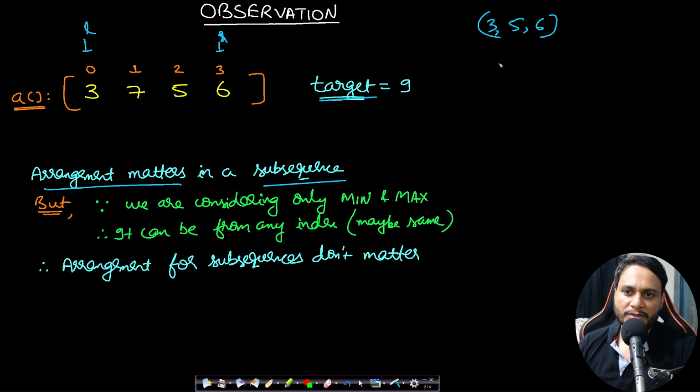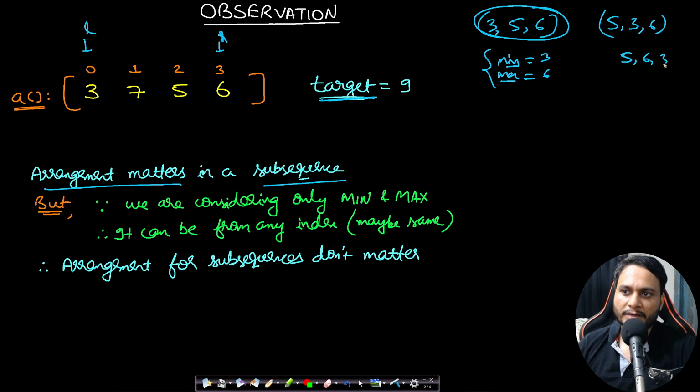In this case, I am just caring about finding the minimum and the maximum number. The minimum is 3 and the maximum is 6, right? So I just want to add the minimum and maximum and check if it is less than or equal to target. So does it matter whether I have a subsequence called 3, 5, 6, or a subsequence of 5, 3, 6, or a subsequence called 5, 6, 3? The ordering of the subsequence will not matter for this particular use case of the problem, okay?